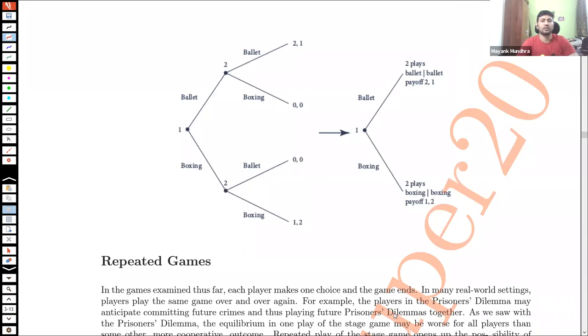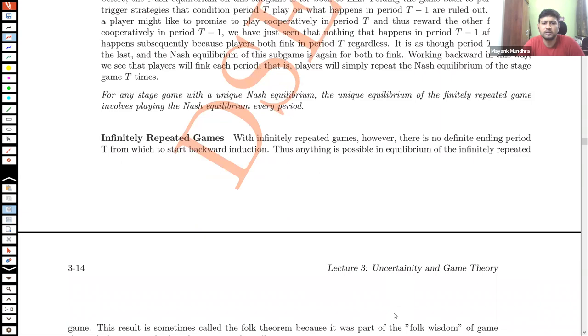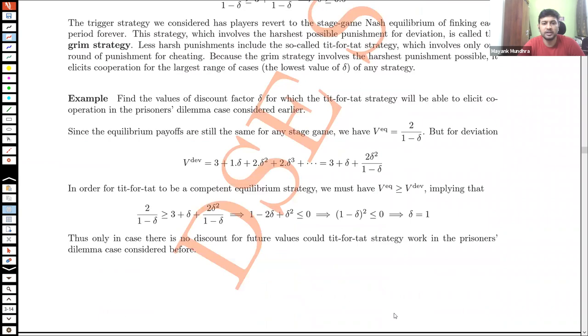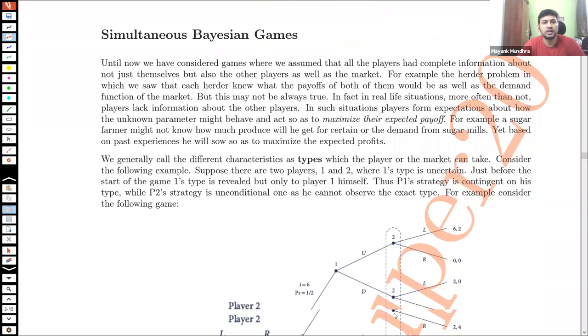All right. Repeated games, I'll come back to it later. This is an additional topic I teach, but it's not in the syllabus. I just teach it. So let me complete the things that are in the syllabus first, and then I can come back to these topics.